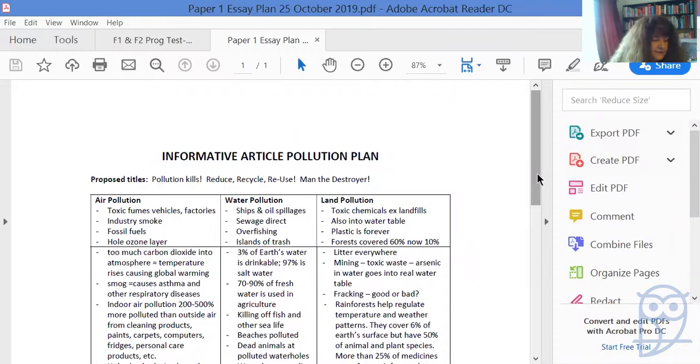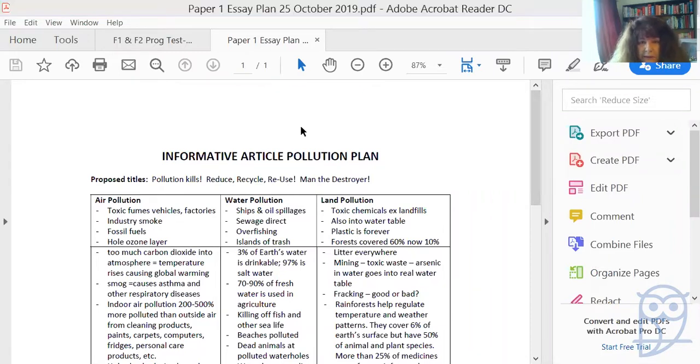Okay, and the first thing you need to look at is the title. What should it be called? Maybe pollution kills. Maybe reduce, recycle, reuse. Maybe man the destroyer. You must always have a title or you will lose a mark. So make sure you've done that first of all. You might have to change it once you've written everything, but at least you've got a proposed title that you can think about now. Okay.